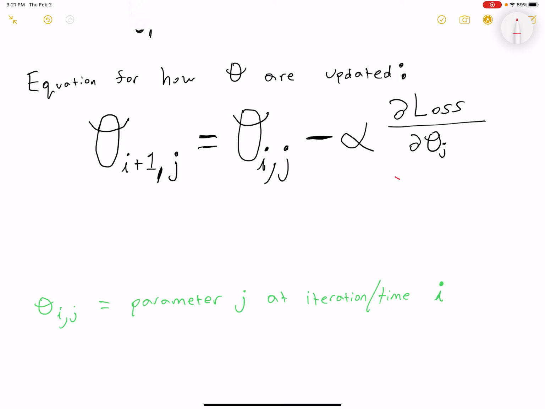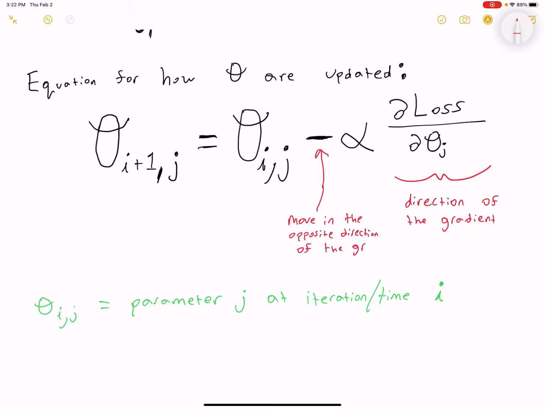So this is the direction of the gradient. This is because we want to move in the opposite direction of the gradient.